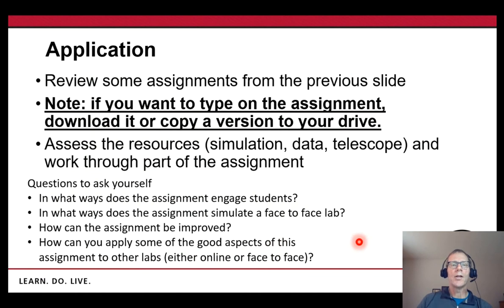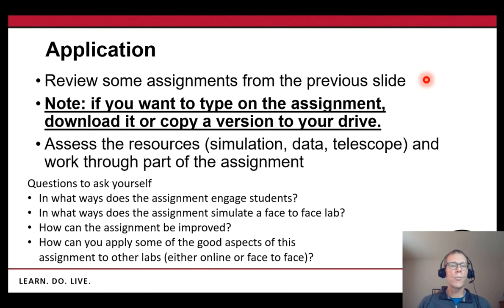So, applying what you've learned, obviously you can stop this right now if you want. Perhaps you've stopped it 20 minutes ago, and if that's the case, you don't hear me saying these words. But you can review some of those assignments. If you do want to, try it out, download it, or copy a version to your drive. So all of these are on Google Drive. If you have your own Google account, you can copy it to your drive, or if you don't, you can download it as a Word document or PDF or one of those open source word processing documents.